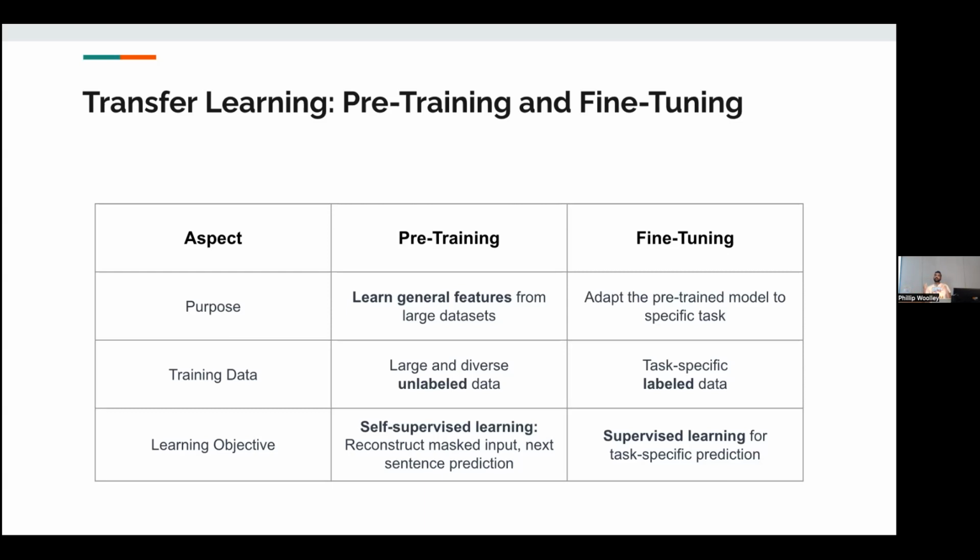But what you can do is that once this model is pre-trained, it has the knowledge about the data set. You can take that pre-trained model and adjust the model's weights according to your needs. And that part is called fine-tuning. In fine-tuning, we make our model adapt to the specific task that we want to perform. For fine-tuning, we have task-specific labeled data. And since we have labeled data, fine-tuning is supervised learning. And in pre-training, since we do not have labeled data, the task is self-supervised learning.